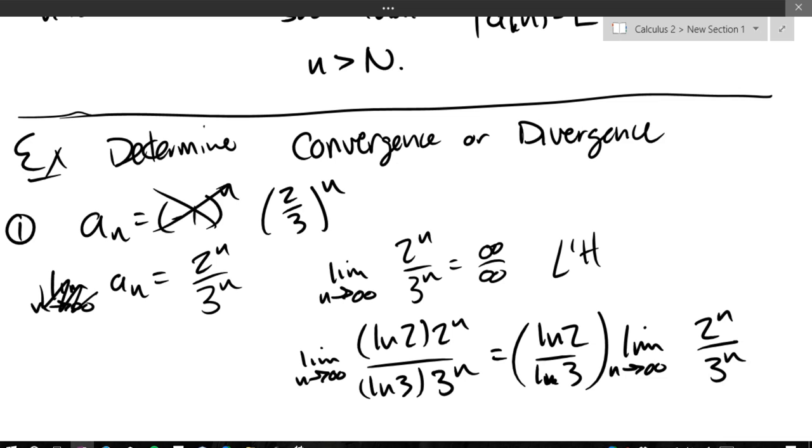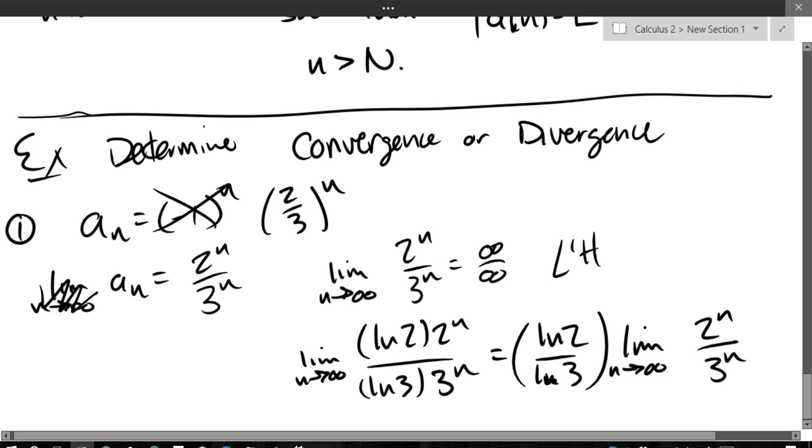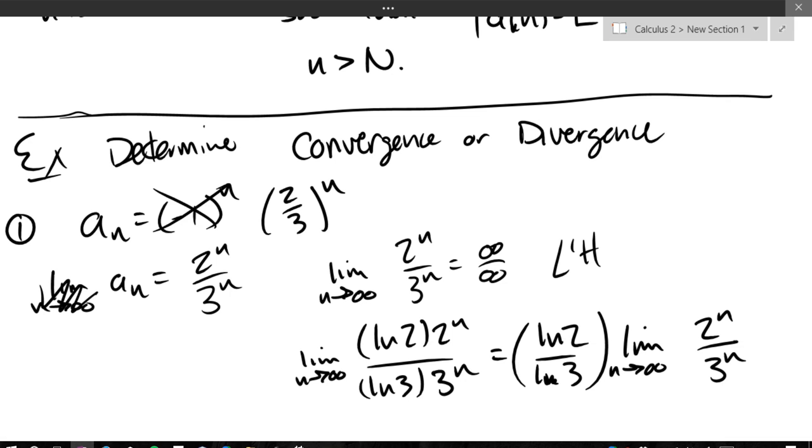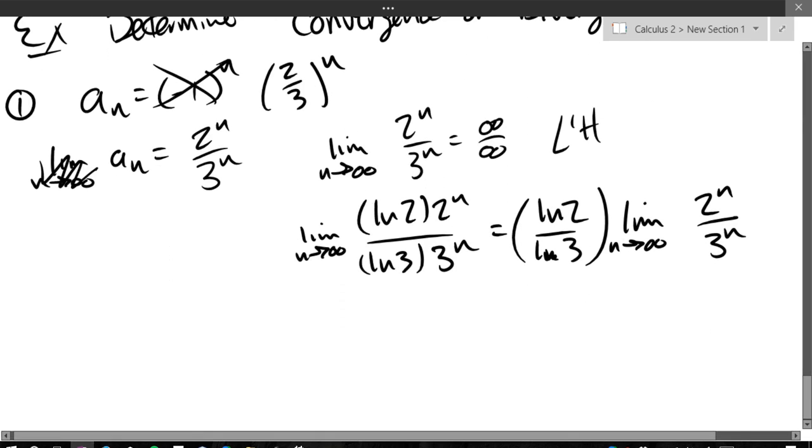So, what does your intuition say about 2/3 to the n power? Should be getting smaller and smaller, right? Even if we can't use L'Hopital's rule effectively here. So, this will equal zero.